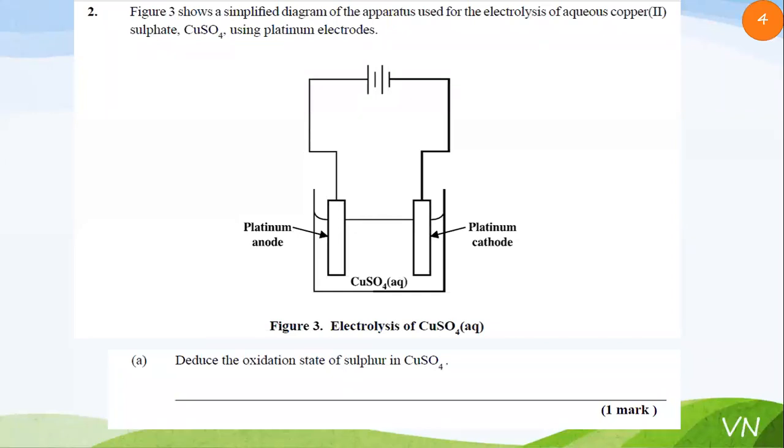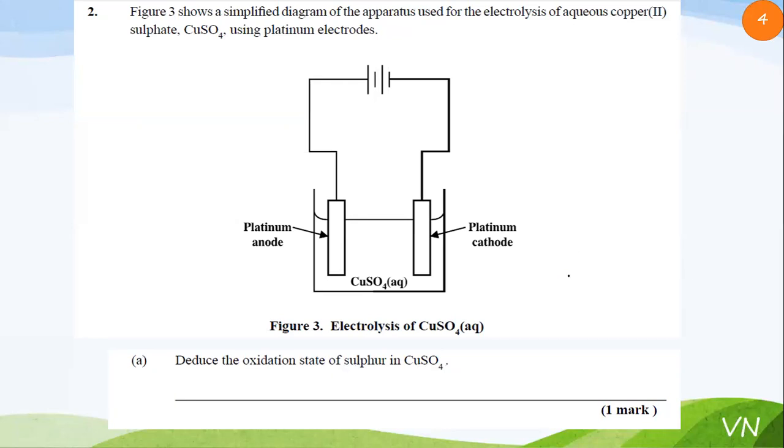So question 4 starts out by showing a simplified diagram of the apparatus used for the electrolysis of aqueous copper(II) sulfate using platinum electrodes. The first part asks us to deduce the oxidation state of sulfur in copper sulfate.